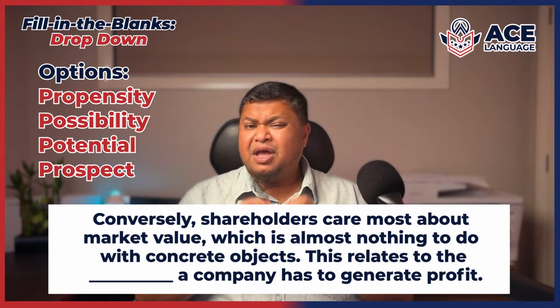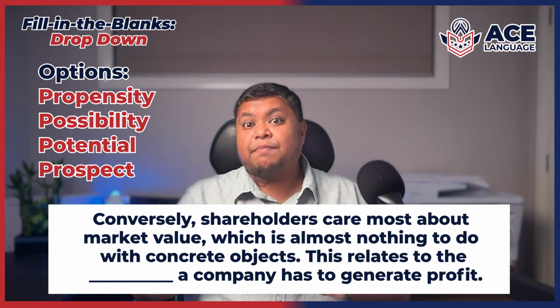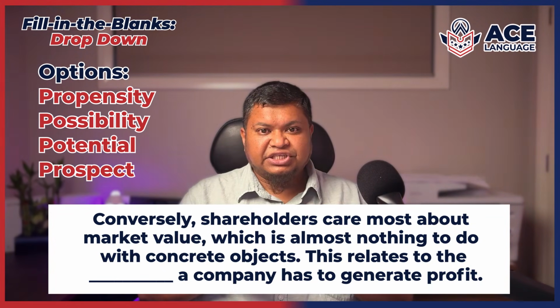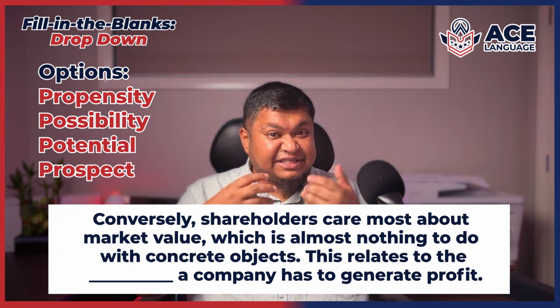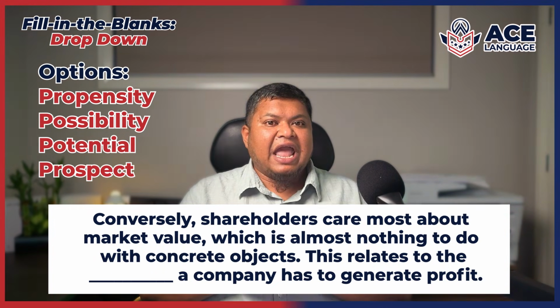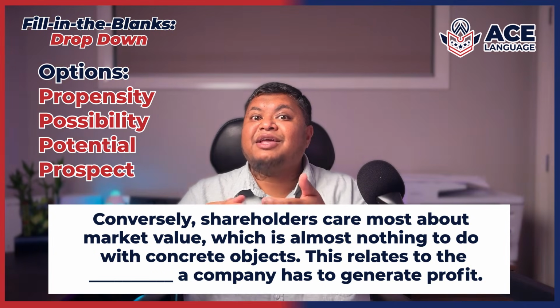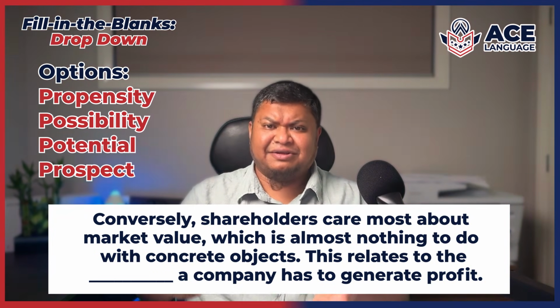the differences. Possibility is something that may happen. Potential is the capacity to develop or succeed. That means you have the ability. And prospect means the likelihood of a future event, anything.